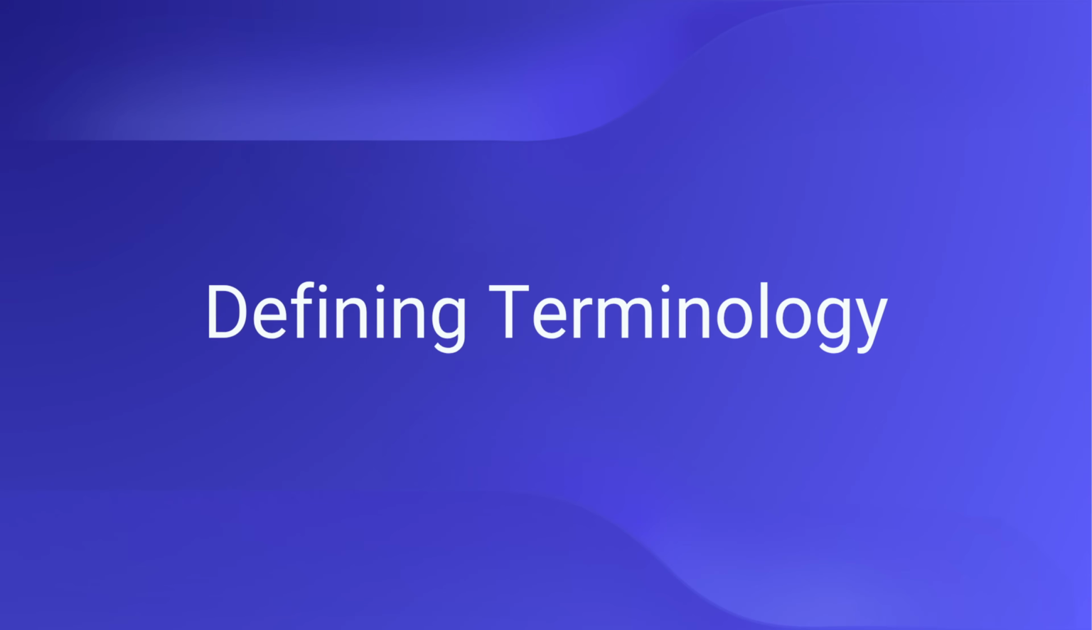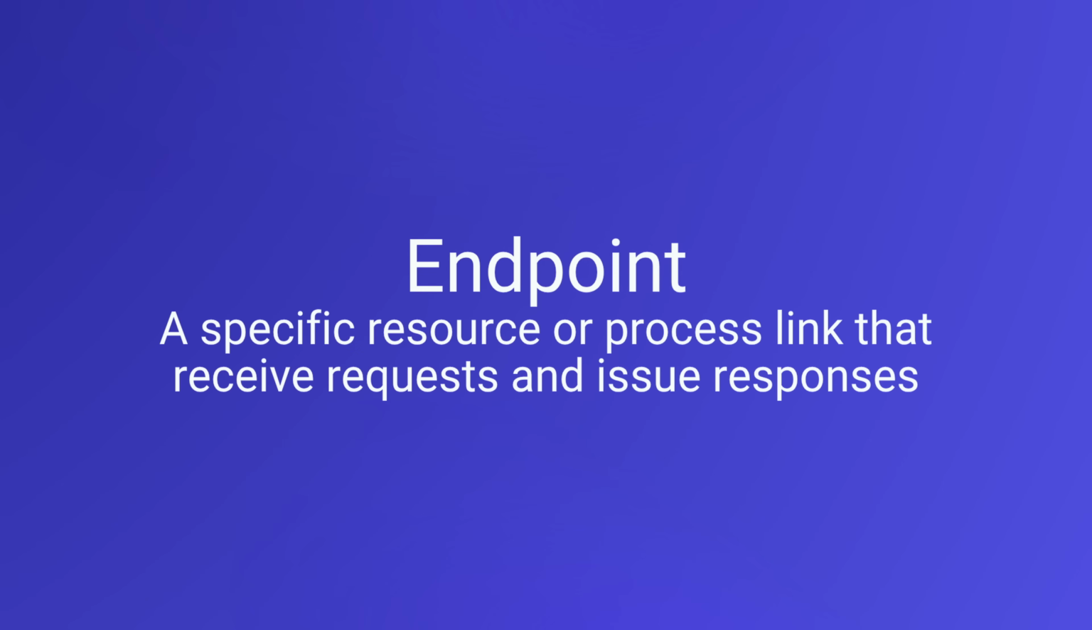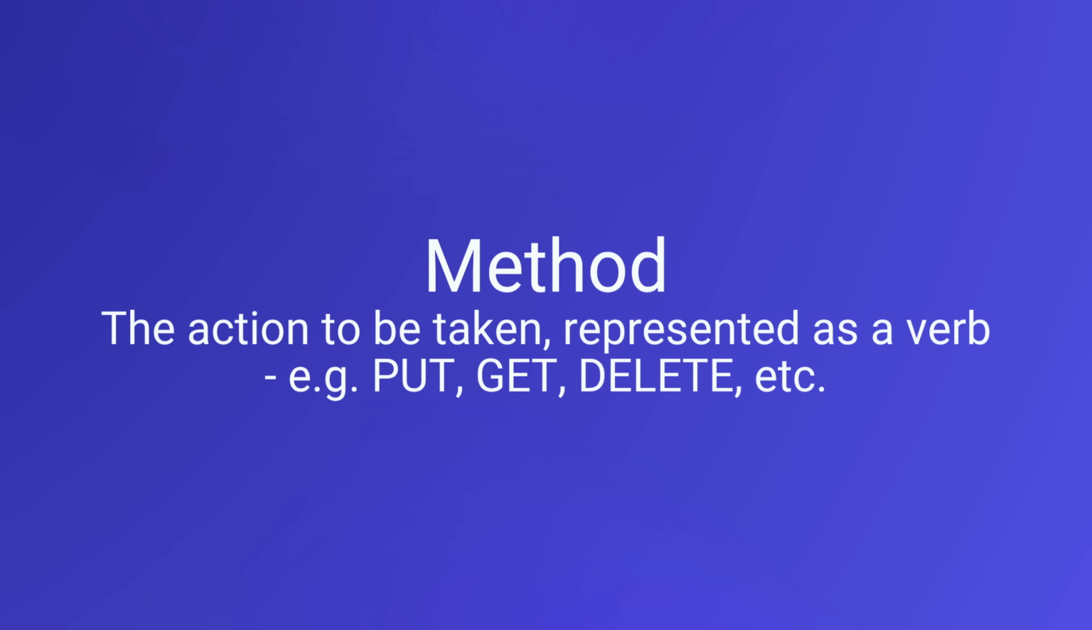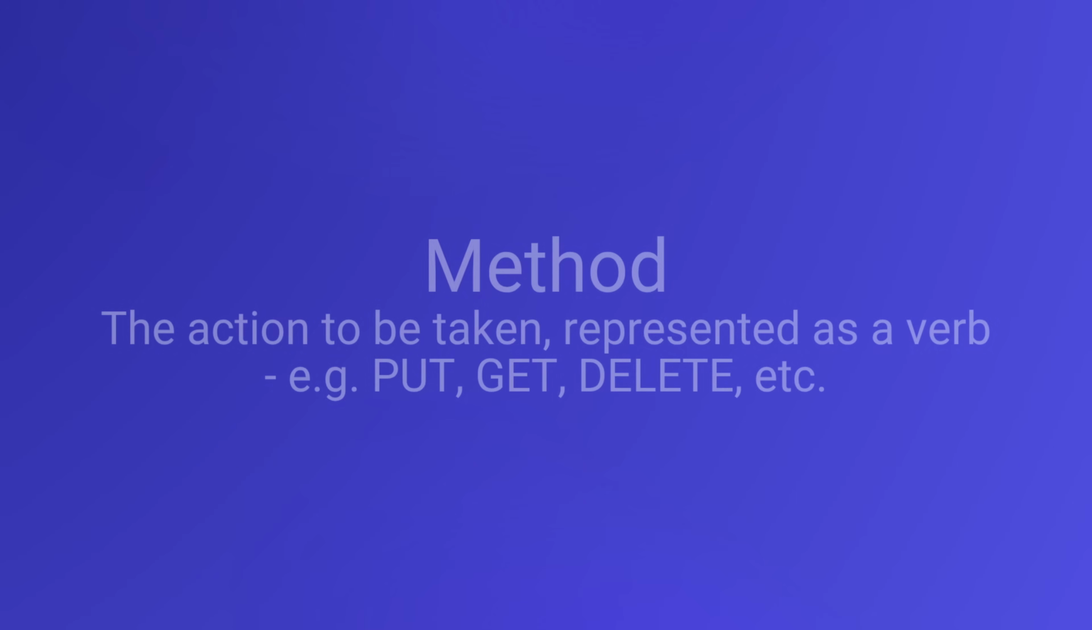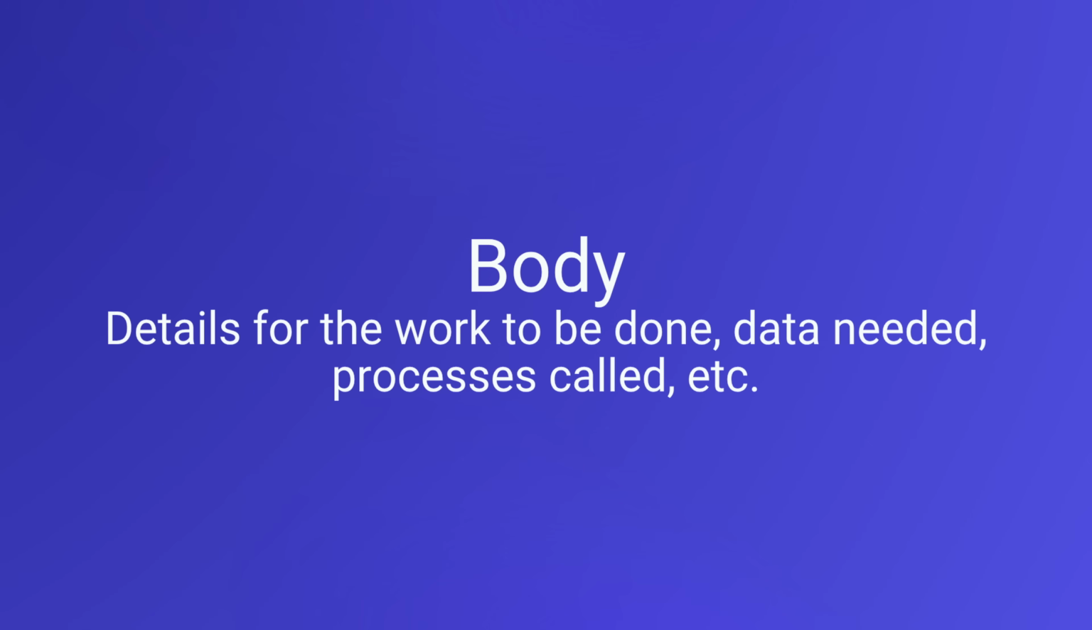Let's take a moment to specifically define these terms. An endpoint is where you send your request. The method describes the action. Authentication proves that you are who you say you are, and authorization proves that you're allowed to do what you're trying to do. The body can include details that the service needs in order to do the job, or specifies what the job itself is.